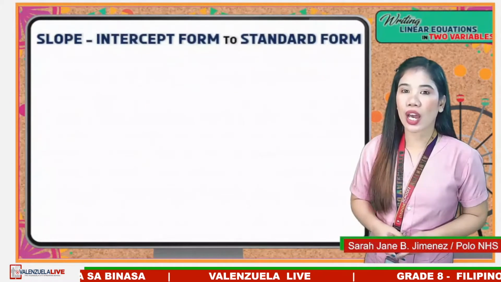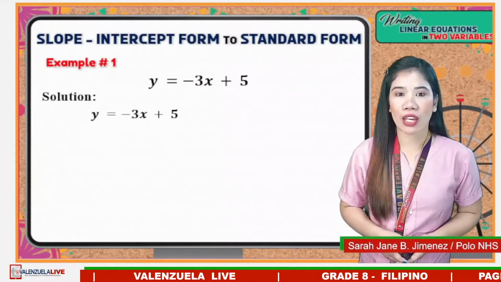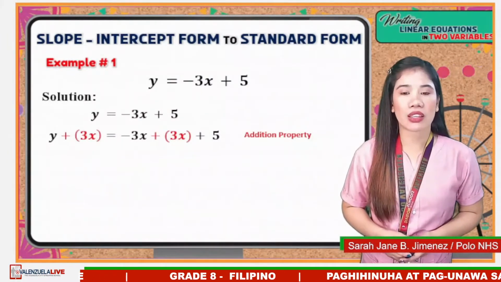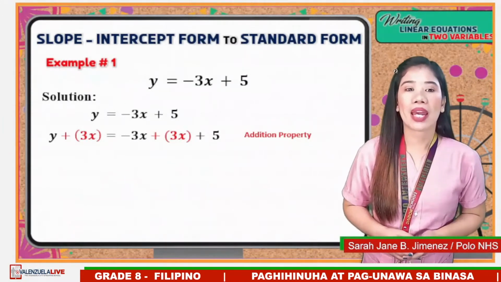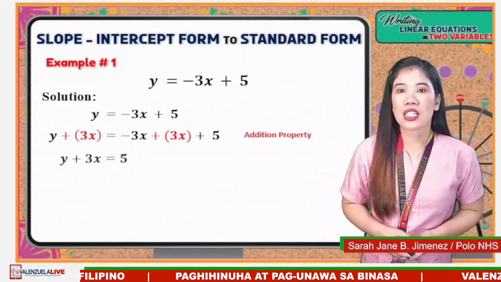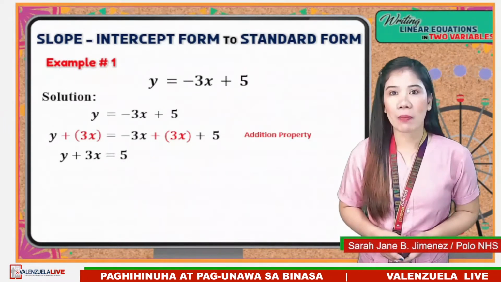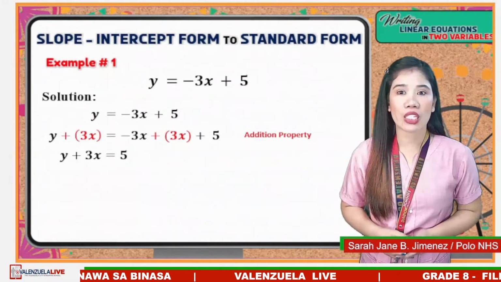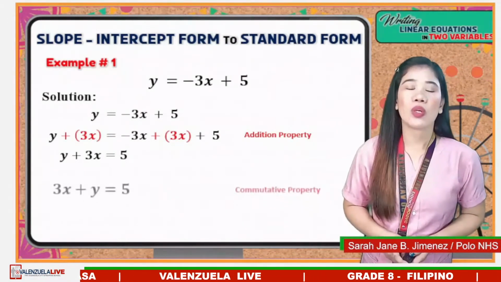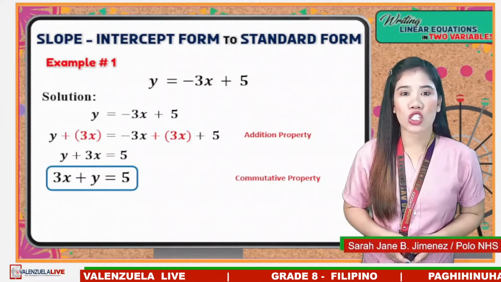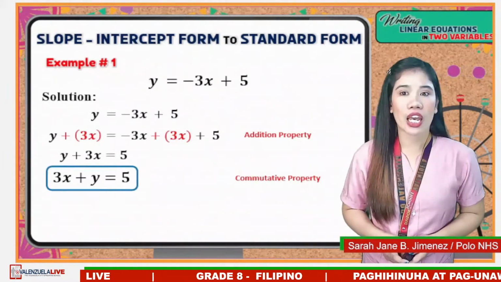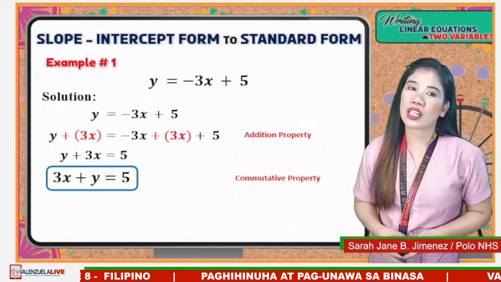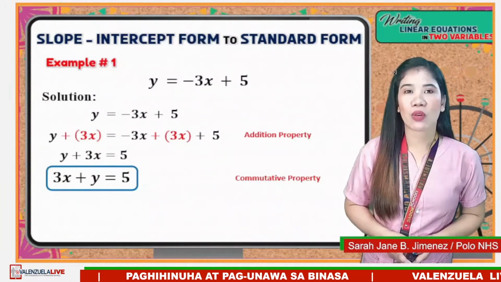To write y equals negative 3x plus 5 in standard form, first, we can use addition property to eliminate negative 3x from the right side by adding 3x to both sides. Simplifying, we now have y plus 3x equals 5. Since we must write the equation in the form of ax plus by is equal to c, we can use commutative property to interchange the position of y and 3x and make it 3x plus y equals 5. Thus, the standard form of the given equation is 3x plus y equals 5.